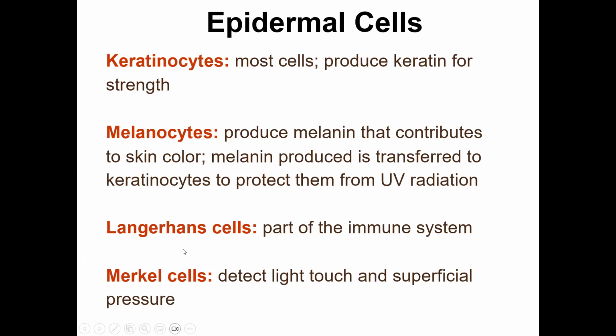Our Langerhans cells, all we need to know is that they're part of the immune system. They're part of what helps keep those microorganisms and other things out that shouldn't get farther into the body. And then one of our mechanoreceptors that we'll talk about briefly is our Merkel cells. We have a lot of these because they detect our light touch, so if you just lightly touch the skin, and superficial pressure. It makes sense that if they detect superficial pressure, we're going to find them in the epidermal layer, which is the top portion.